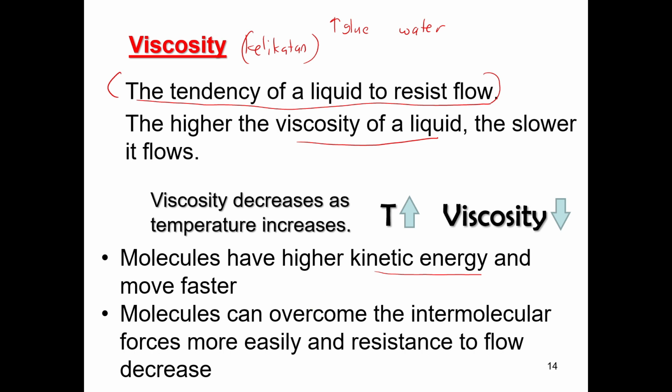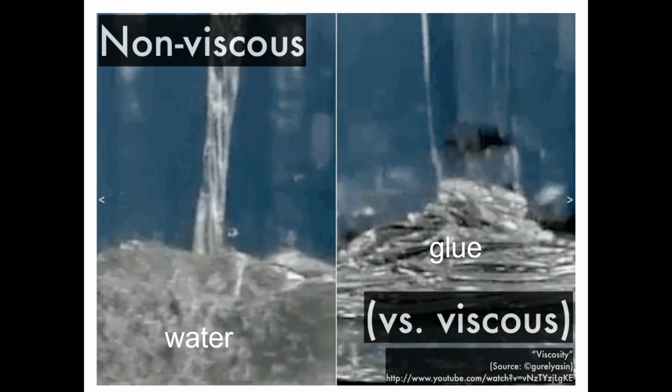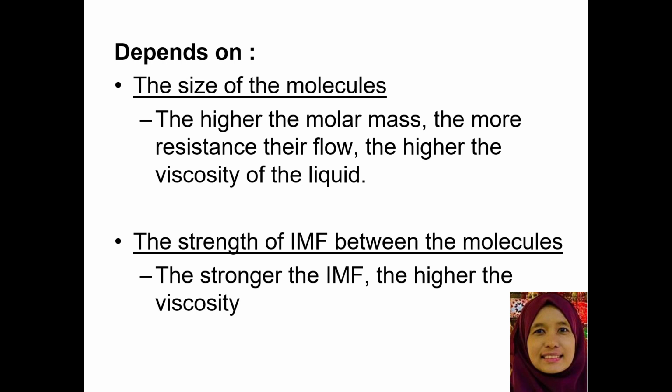Okay, so in this condition we say that molecules with higher kinetic energy or lower viscosity will have weak intermolecular force. Okay, so for example, water is non-viscous and glue has higher viscosity. So this viscosity depends on the size of the molecule. The bigger the molecule, we consider as Mr. Okay, it is more difficult for it to flow, so we call it higher viscosity.